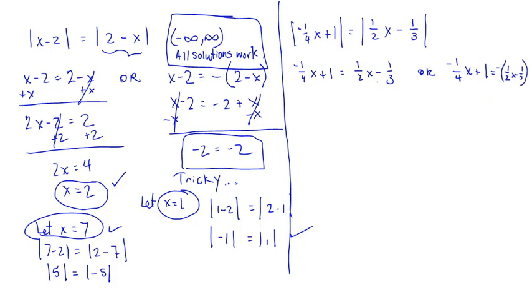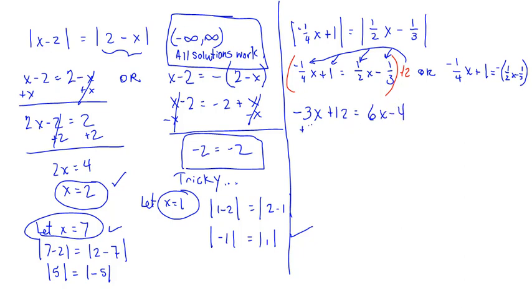The way I'm going to solve this one is I'm going to multiply everything through by 12 because I sure don't like fractions. So everybody's getting a 12. When I distribute this 12 to everybody, I'll get 1/4 times 12, that's negative 3x plus 12. Oh, that's so much better. 6x minus 4. That just makes me so much happier.